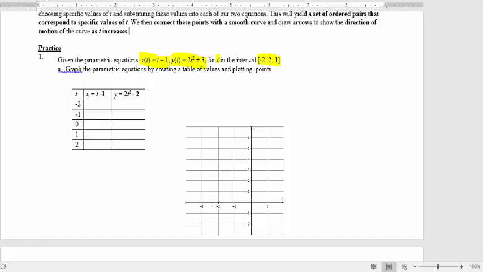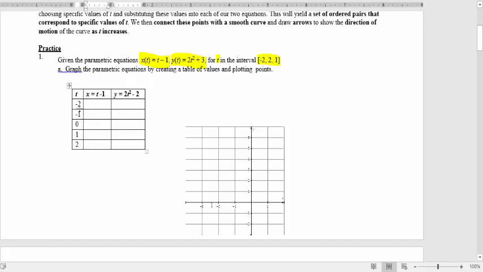I've chosen the values of t between -2 and 2, counting by ones. So t goes from -2 to 2, and now I can fill in my table. If t is -2, x is -2 minus 1, so it's -3. When t is -1, it's -1 minus 1, so it's -2. When it's 0, it's going to be -1. When it's 1, it's going to be 0. When it's 2, it's going to be 1. So those are my x values.